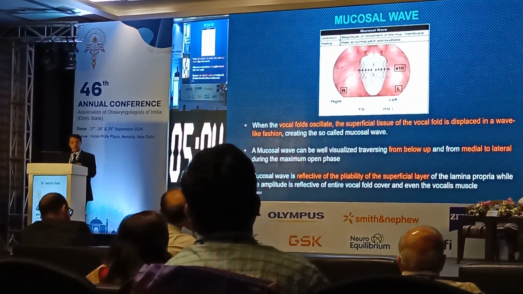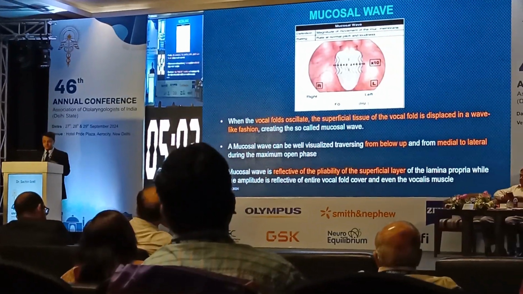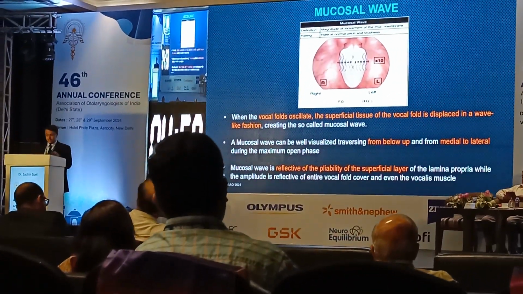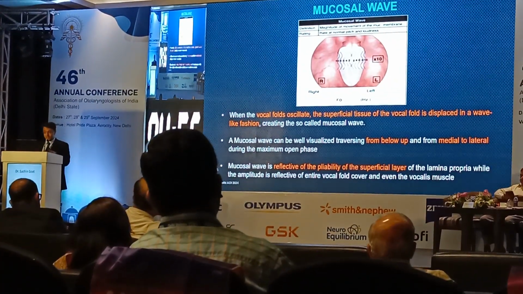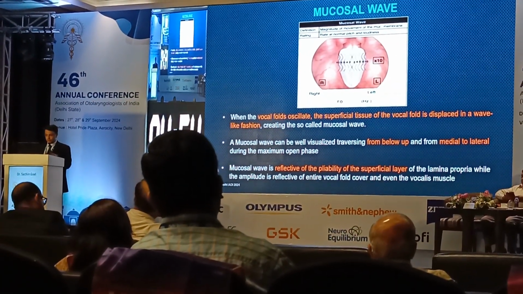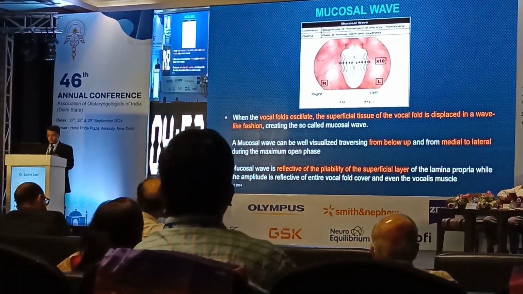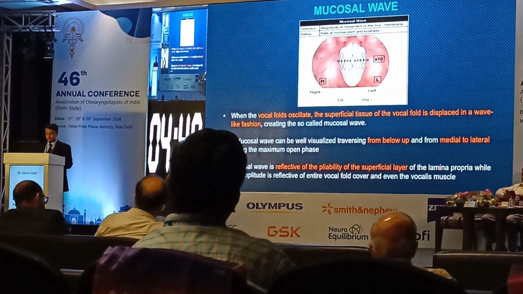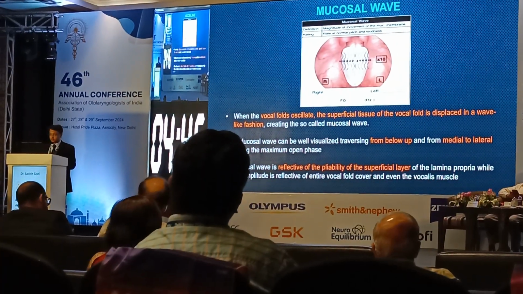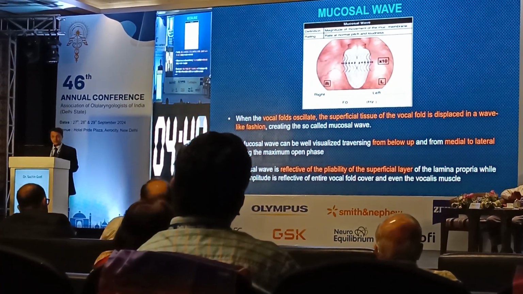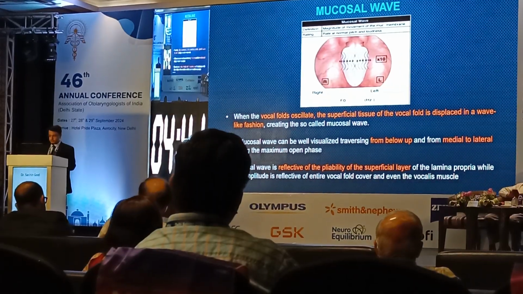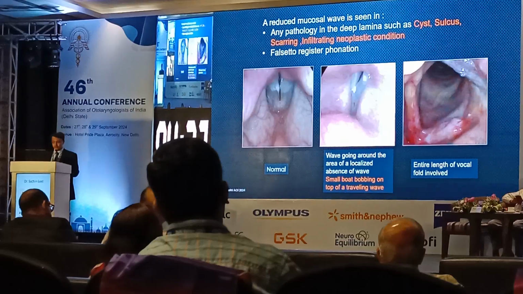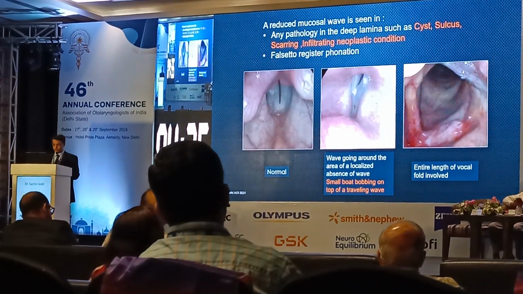Now, this is the most talked about phenomenon, the mucosal wave. Whenever the vocal folds oscillate, the superficial tissue, that is the cover, gets displaced in a wave-like motion. A mucosal wave can be well visualized going from below upwards and medial to lateral. This is the parameter which is reflective of the pliability of the superficial layer of the vocal folds. Here you can see a mucosal wave bilaterally, which is normal.